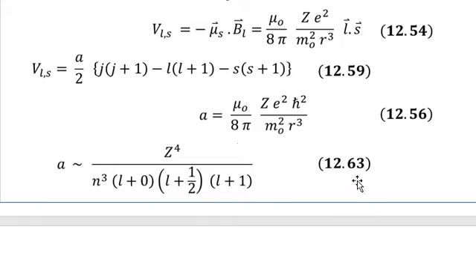But you know that if you take into account equation number 63 in terms of the quantum numbers, then the splitting constant A goes as Z to the power 4, and in the denominator, you have n to the power 3. So this splitting constant, you know, varies as Z to the power 4.